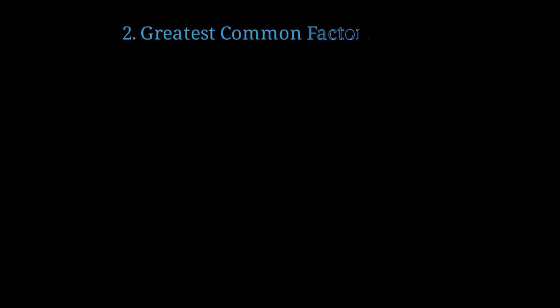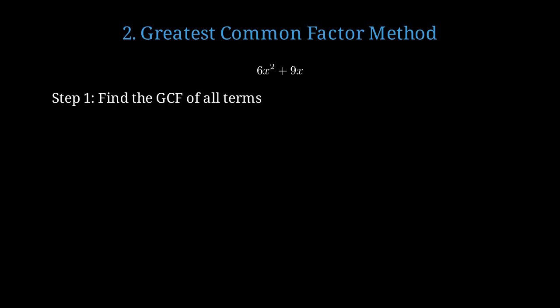The first factoring method is pulling out the greatest common factor. Let's factor the expression 6x squared plus 9x. First, we find the greatest common factor of all terms. The GCF of 6x squared and 9x is 3x.